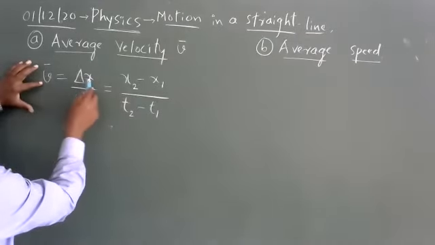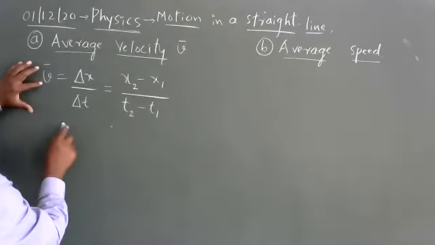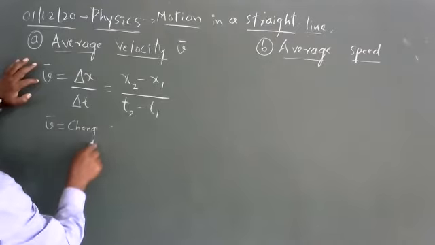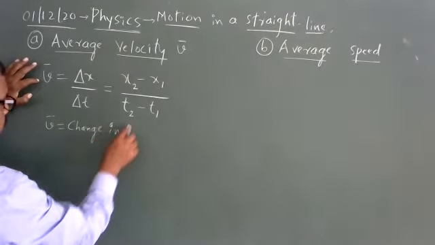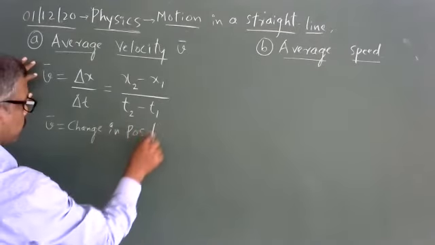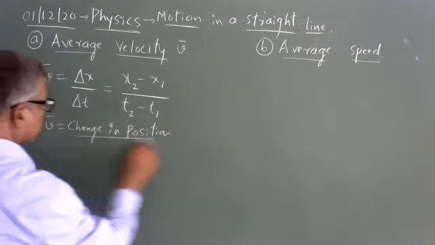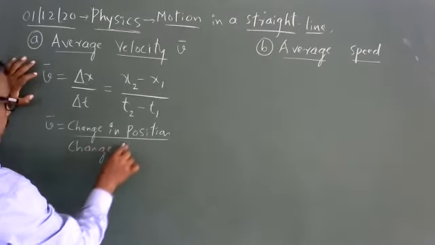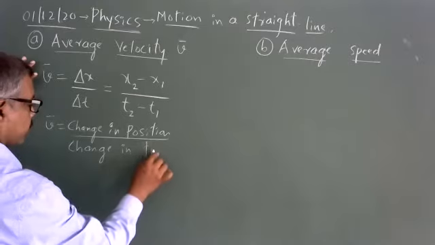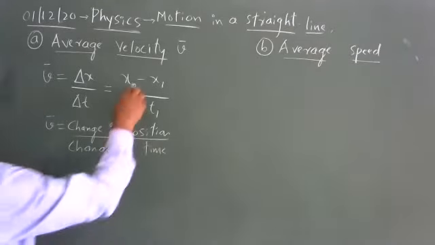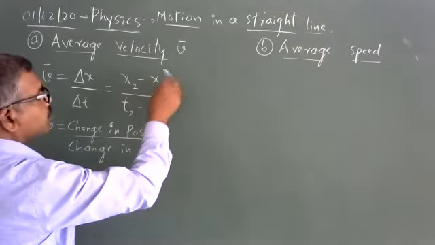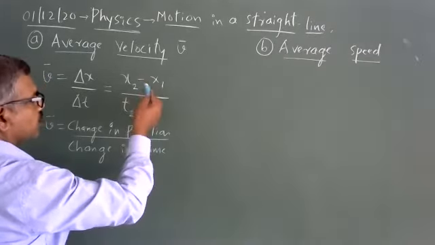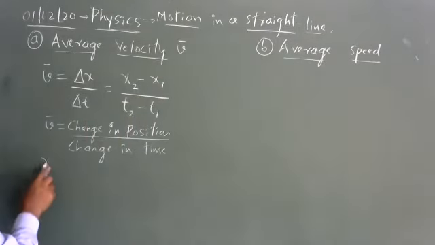What I said, v bar is called average velocity. Average velocity is change in position to change in time. Or I can write it here: v bar equal to change in position divided by delta t, where delta t stands for change in time. So what is x2 and x1? x1 is the position of the object at time t1. x2 is the position of the object at time t2. They are x1 and x2.